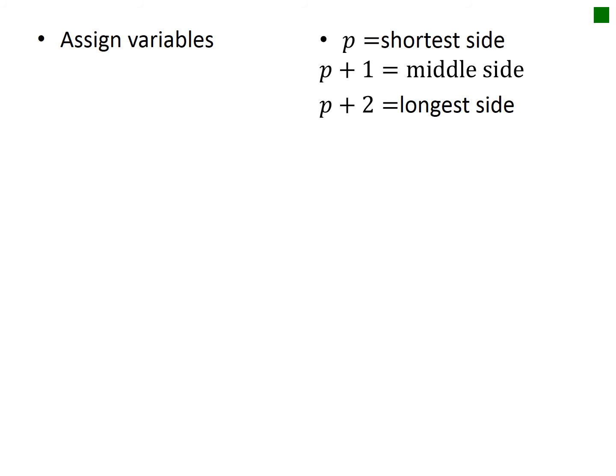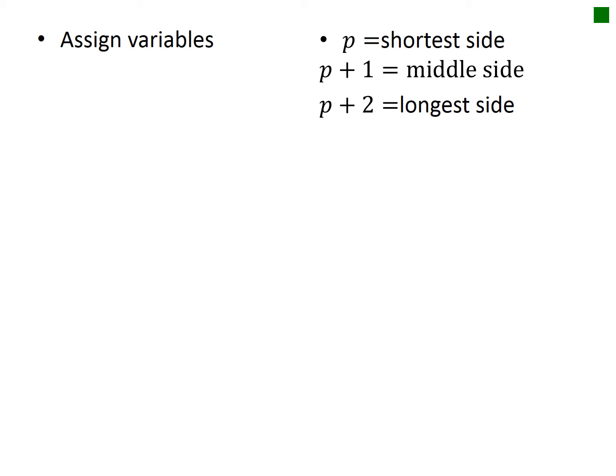In this problem, the fact that we're looking at a triangular traffic island really doesn't matter at all. The important piece of information is that we're looking at consecutive integers. Once we know that we have consecutive integers, now we can go through the process of assigning our variables. So in this case, we can let p be our shortest side, and because we're looking at consecutive integers, each will be 1 unit further along the number line. Our middle side becomes p plus 1, and our longest side p plus 2.